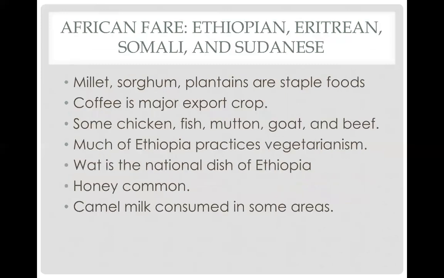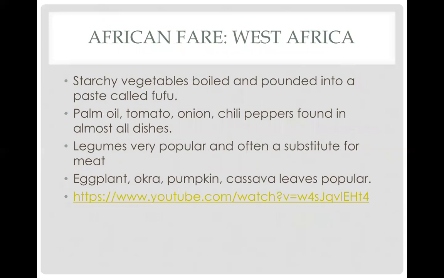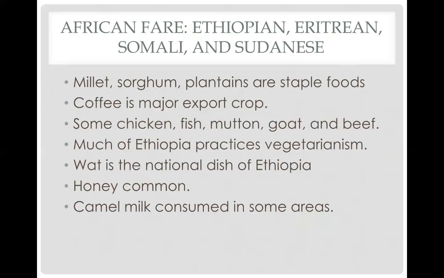Millet, sorghum, and plantains are staples in Somalia and Sudanese, Ethiopian, and Eritrean areas of Africa. Coffee is a big exported crop. They do eat chicken here, so chicken is not as prestigious as it is in West Africa, in Somalia, the Sudanese, Ethiopian, and Eritrean areas.